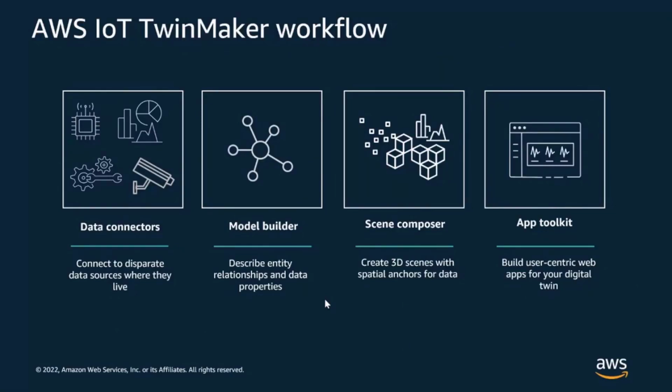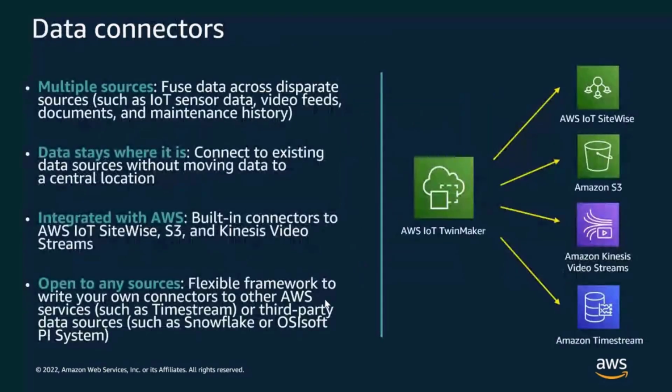If we take what I said and map it out from a developer perspective, this is how it looks. We have 4 big functional pillars: data connectors, model builder, scene composer, and app toolkit to build those web applications. So what I want to do is quickly talk about these 4 functional blocks and how they relate to those digital twin challenges.